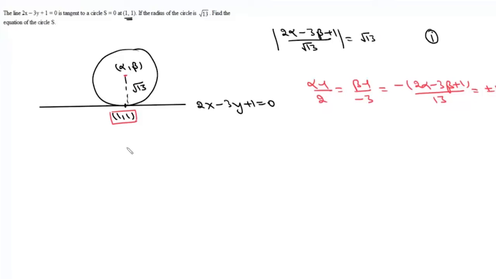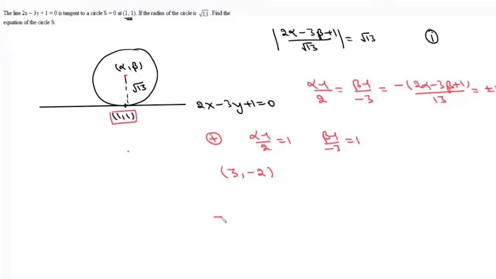And essentially there will be two such points. So basically we'll have two centers. Now we take this plus sign, then we'll get (alpha minus 1) by 2 equals 1 and (beta minus 1) by minus 3 equals 1. So in this case, the value of alpha is 3 and the value of beta is minus 2. So it will be (3, minus 2).